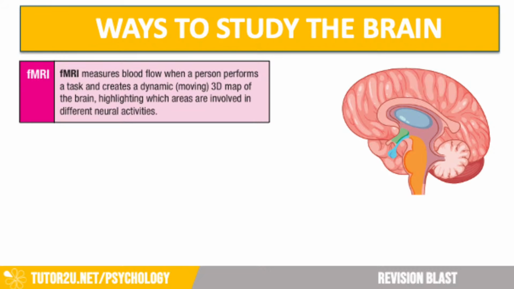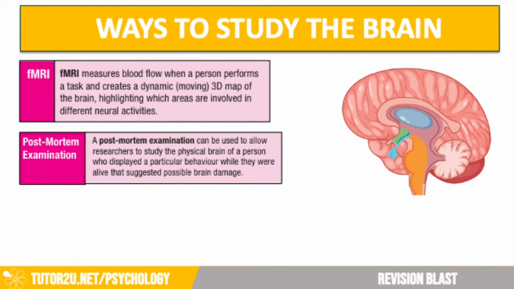So the first is fMRIs. This is a brain scan technique which measures blood flow when a person performs a task and creates a dynamic 3D map of the brain, highlighting which areas are involved in different neural activities. So blood flow is showing which areas of the brain are requiring the oxygen, and we can see that on the brain scan, so we can see which parts of the brain are active.